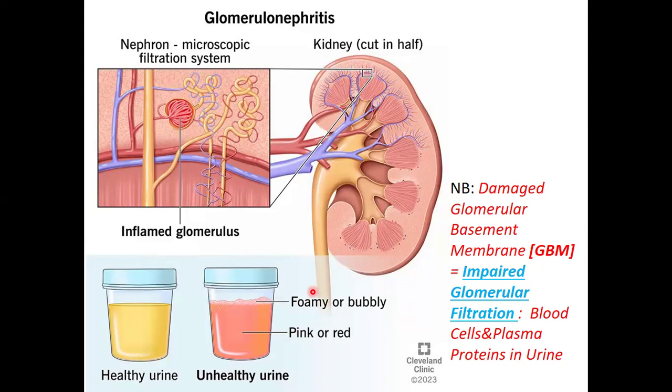So what are we going to see in this type of condition if there's damage to the glomerulus? We find blood cells, plasma proteins in urine, which is not a normal finding. This is not correct. So this is a healthy urine. There is no plasma protein. There are no blood cells. So look at the consistency. It's amber. This one is a bit pinkish reddish because of presence of blood, and then it's foaming. It foams there because of presence of plasma proteins in the urine. So already that can point to glomerulonephritis.